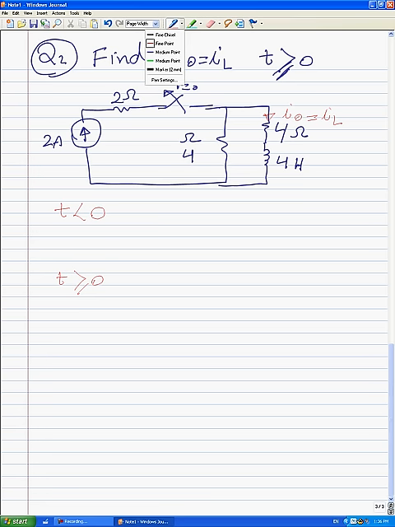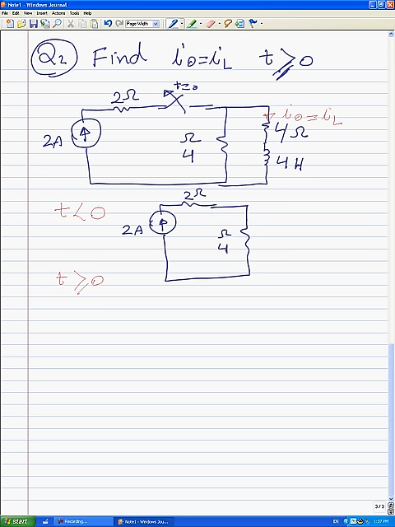For t less than 0, this switch is closed. That's why the circuit should be like this. We have 2 amps here, 2 ohms here. The circuit is closed. We have 4 ohms here, and also we have 4 ohms here. Important concept about the inductor: we have this area between minus infinity and 0. That's why we can say this inductor should be charged. And for this reason, we can change this inductor to a short circuit.